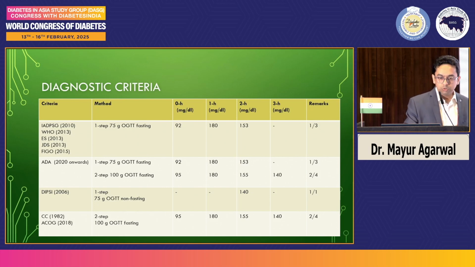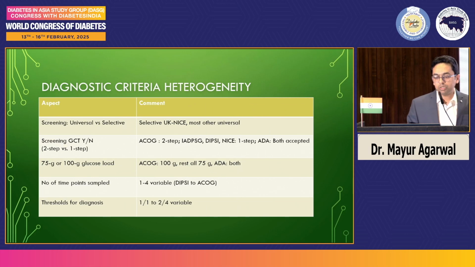Okay. So this is regarding the diagnostic criteria. Universal screening is recommended by most of the guidelines, but UK NICE doesn't recommend this. Two-step screening is by ACOG; ADA accepts both, whether you go for 1-step or 2-step, that is okay. 75 or 100: 75 in almost all the guidelines, 100 in ACOG. Depending on which cutoff you are taking, point sample, fasting, non-fasting, I have already told you, maybe 1 sample, maybe 2 samples, which criteria you are taking, depending on that you will label this patient as GDM.